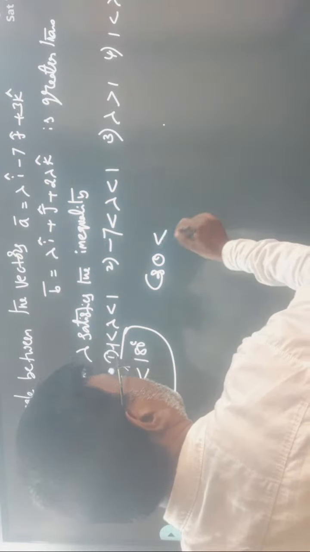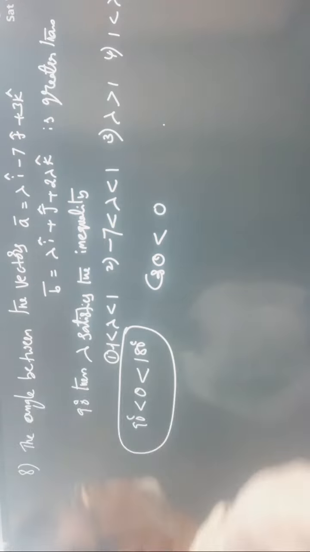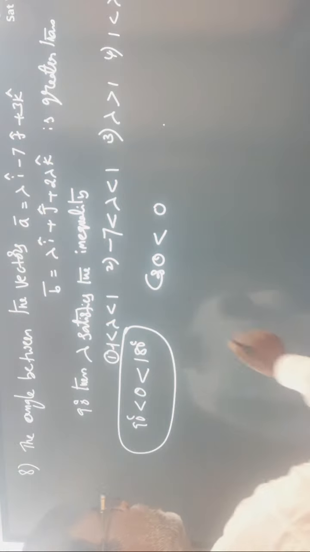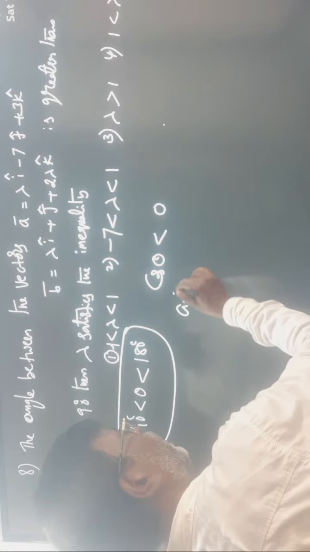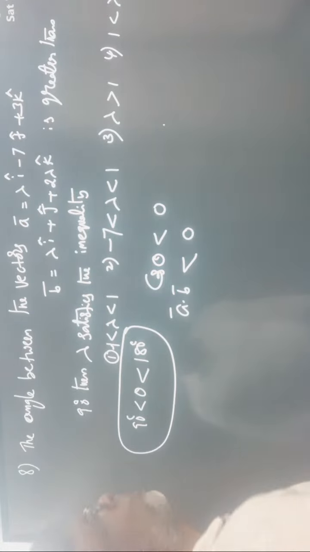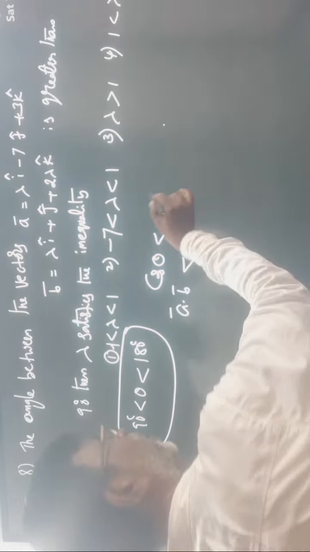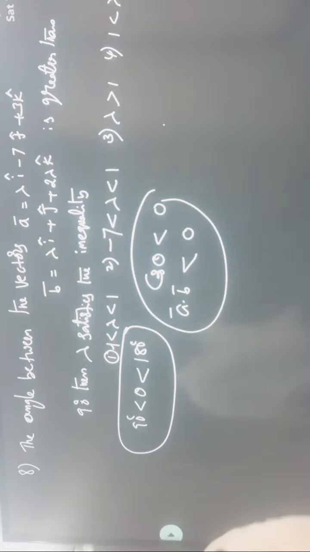So what is the formula? Cos theta must always be less than 0, that we have to find out. Cos theta less than 0 means the dot product should be always less than 0. That is the main concept.